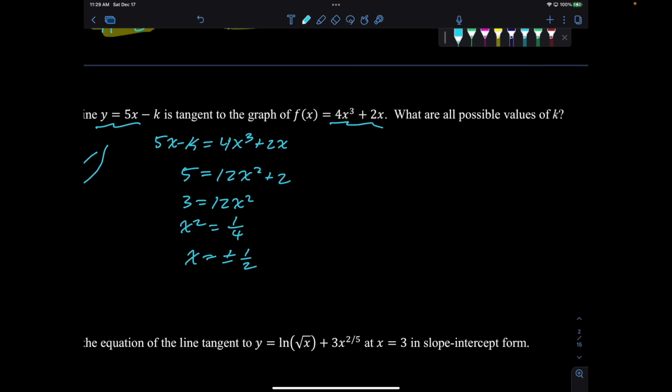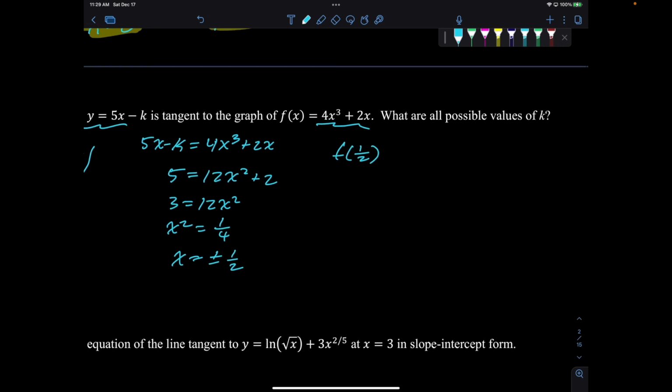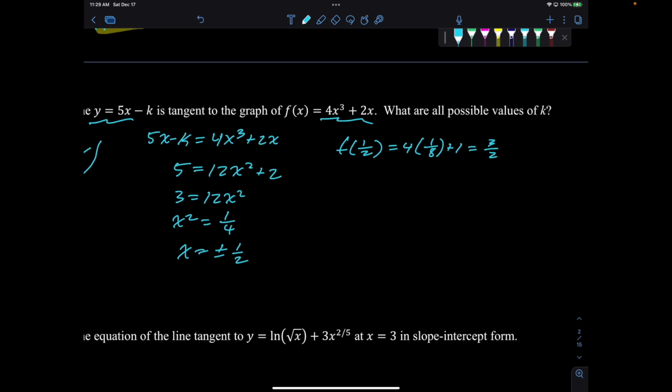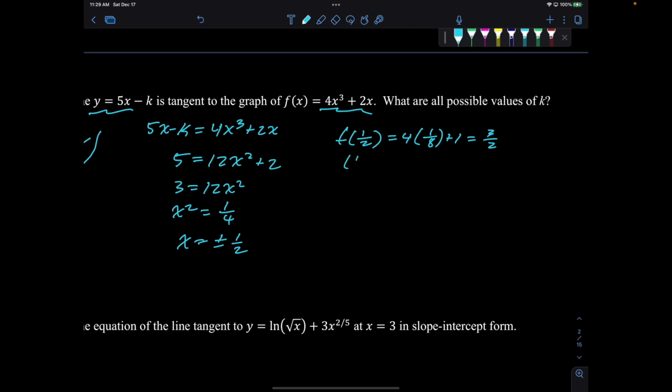Let's solve this. So f of 1/2. Ooh, I hate that. There's some gesture that I do that undoes stuff. I don't exactly know what it is, but it's really similar to when I make a 2, and it erases 2's that I make sometimes, and that's not great. This will be 4 times 1/8 plus 1, so 3/2. Okay, so my ordered pair is (1/2, 3/2).